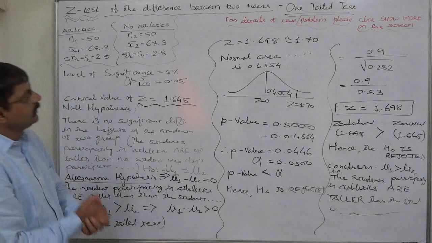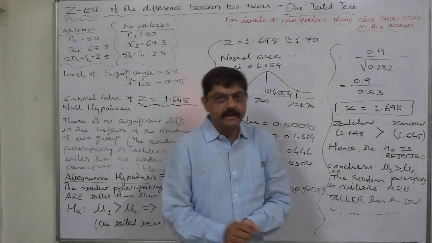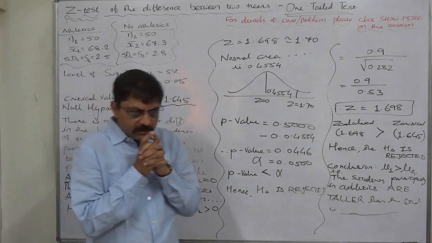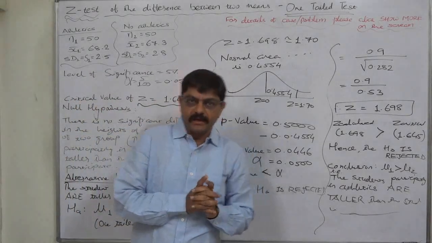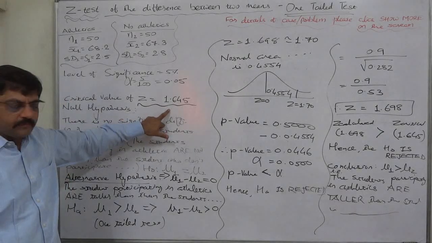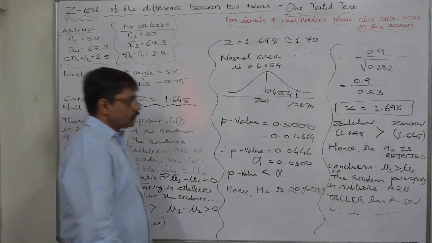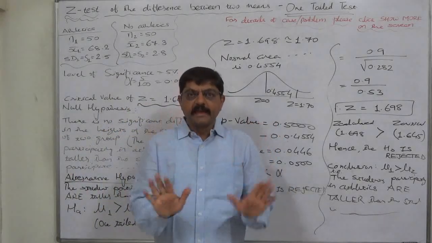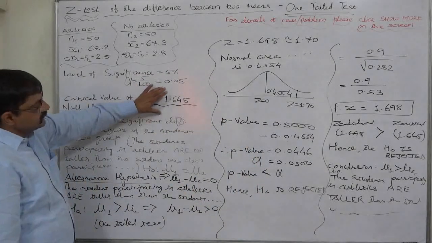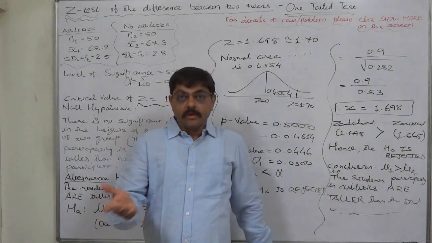Now, so this was Z test of the difference between two means, one-tailed test. Please be very clear whether the test is two-tailed test or one-tailed test, because the critical values are different for both kinds of tests for different values of alpha or alpha by 2. So take care at the time of determining the type of test, because if the critical value changes, the conclusion may also change and you may arrive at a wrong conclusion.